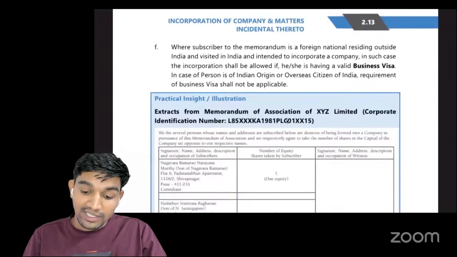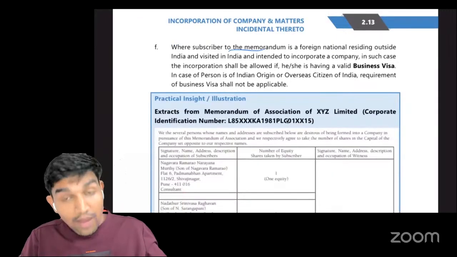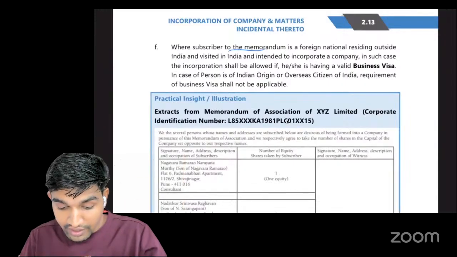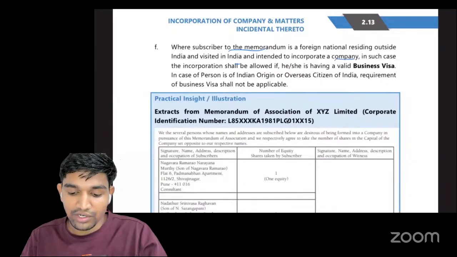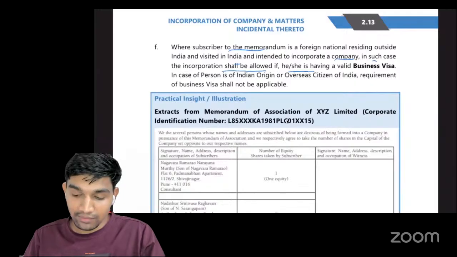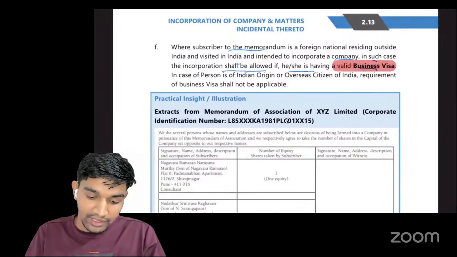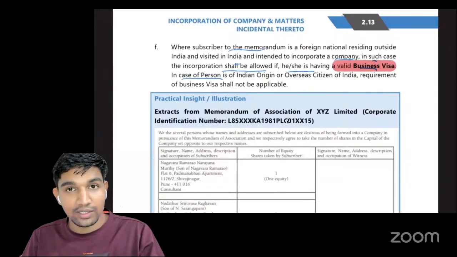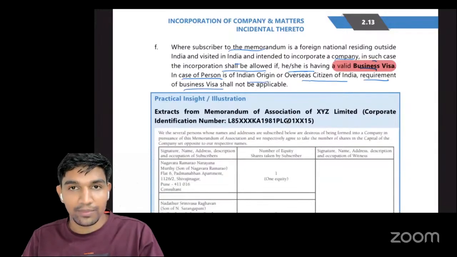Now, when a subscriber to the memorandum is a foreign national residing outside India but visited India and intended to incorporate a company, in such case the incorporation shall be allowed if he or she has a valid business visa. In case the person is of Indian origin or an overseas citizen of India, the requirement of a business visa shall not be applicable.